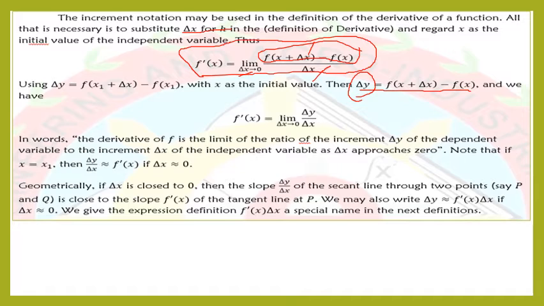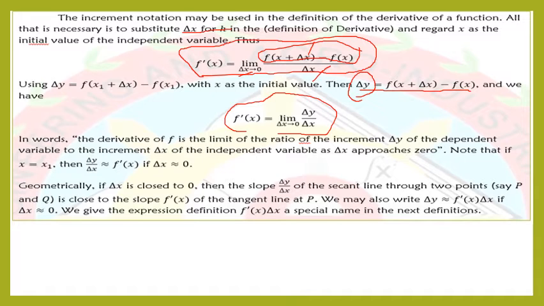And then, just copy delta x sa denominator. So, in words, pagkabasa nito class, the derivative of f is the limit of the ratio of the increment delta y of the dependent variable to the increment delta x of the independent variable as delta x approaches 0. Okay, so note that if x is equal to x sub 1, then delta y divided by delta x is approximately equivalent to f prime of x if delta x is approximately equal to 0.